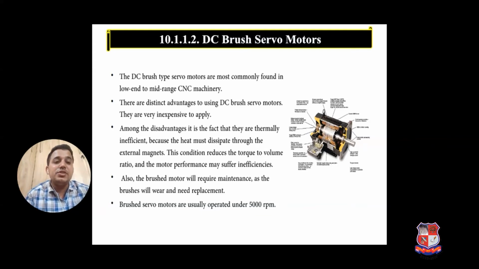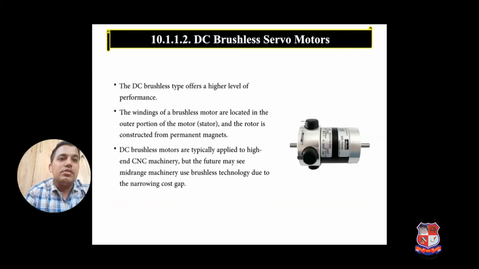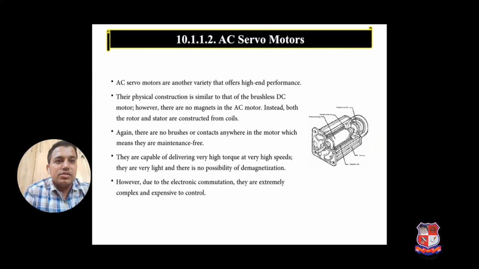middle range purpose. If we want to reduce the manufacturing cost of the lathe machine, and specific or accurate operations are not required at that place, at that time we can use the DC brush servo type motors. Then AC motors are there.